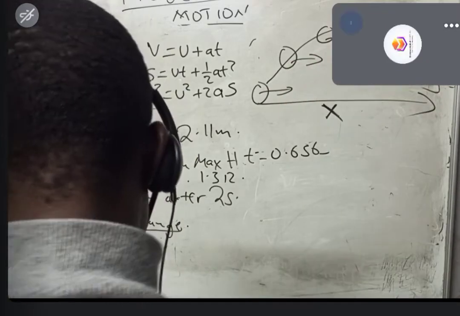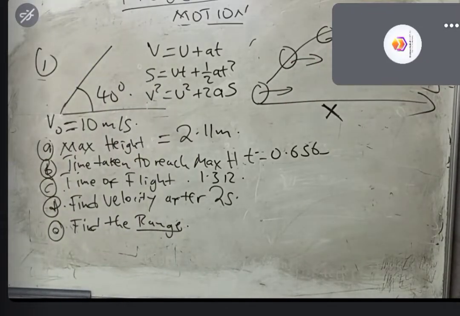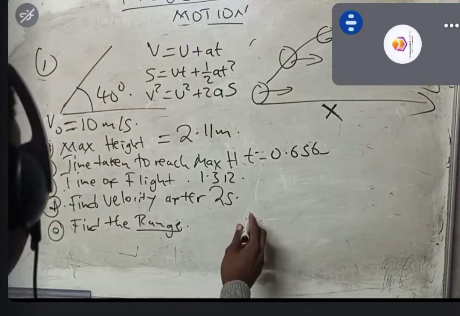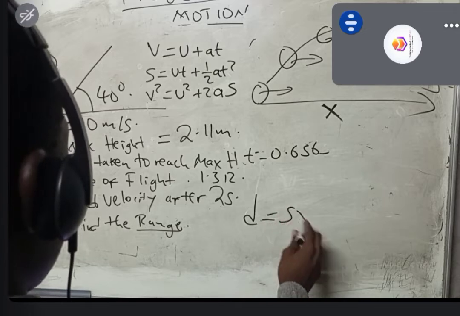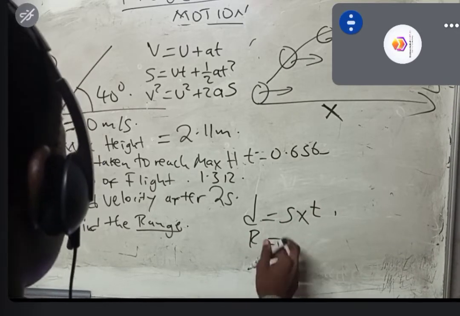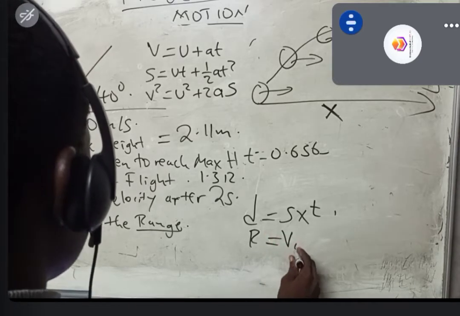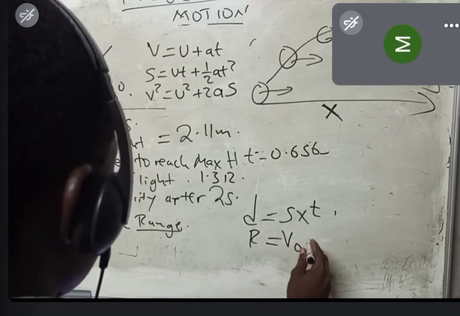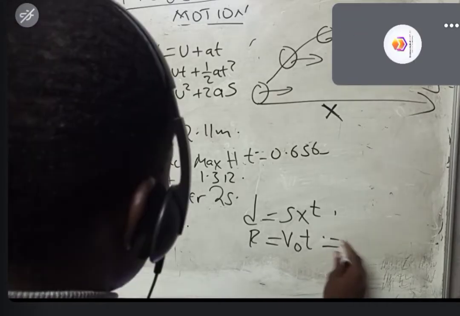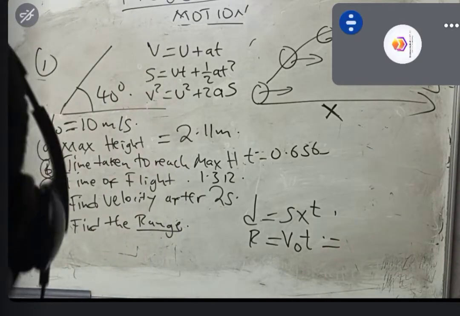Throughout the motion, distance is speed times time. The range is therefore going to be equal to the speed, we are talking of velocity, times time. So if you have the time of flight, what will be the initial speed in the x direction?